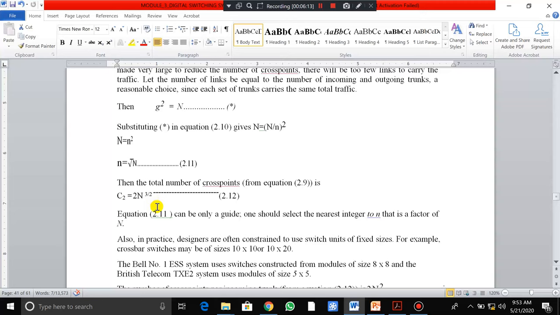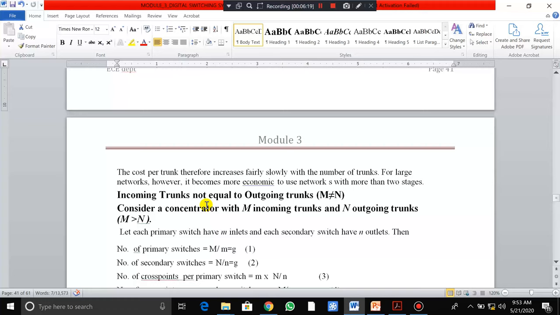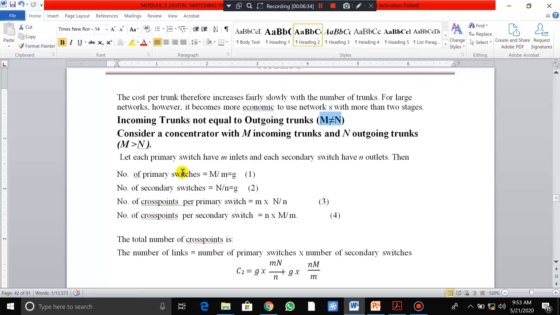So next, let us consider the incoming trunks when it is not equal to the outgoing trunks. That means M is not equal to N. Considering the concentrator with M incoming trunks and N outgoing trunks, that is M is greater than N. Let each primary switch have n inlets and each secondary switch have n outlets. Then we have the primary switches M by n, which is equal to small letter g, and the secondary switches N by n, that is small letter g.